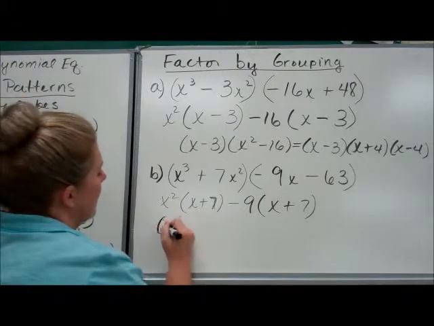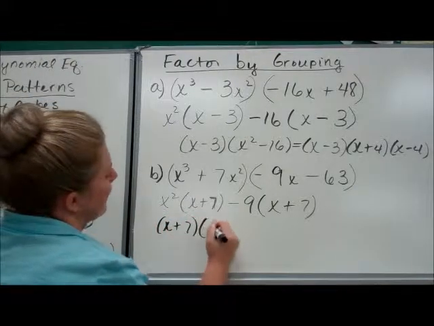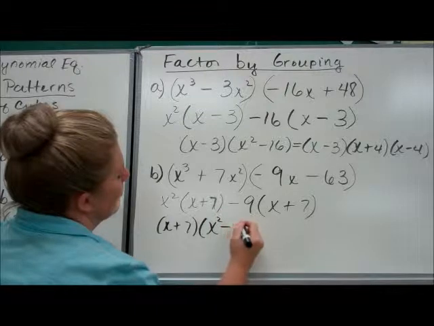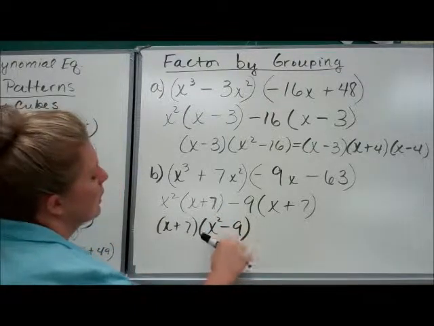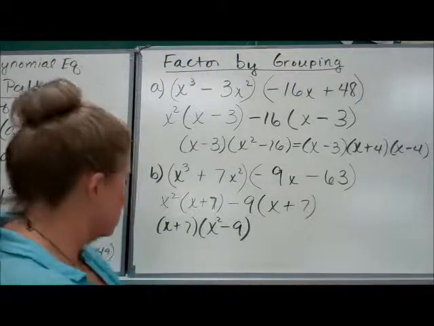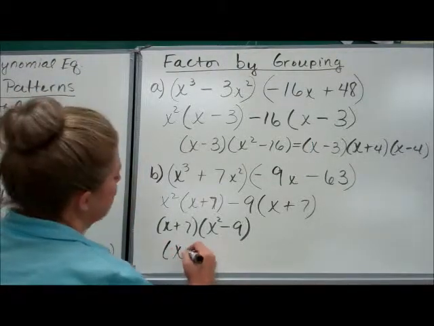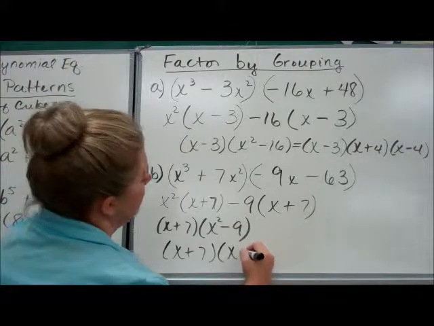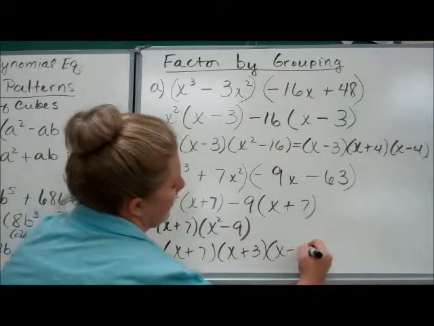So I've got x plus 7 and x squared minus 9. Well, guess what? x squared minus 9, difference of two perfect squares. So, x plus 7 times x plus 3, x minus 3.